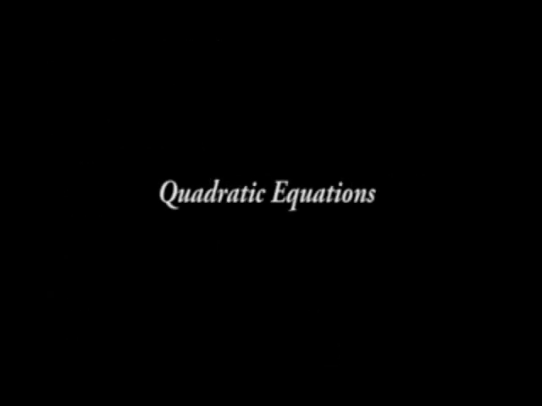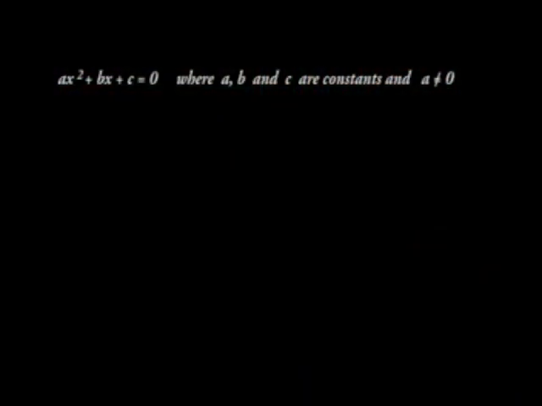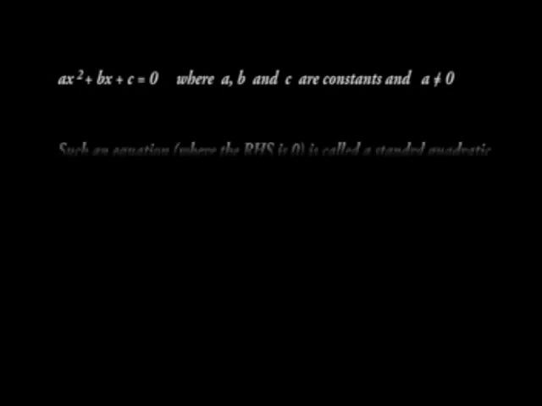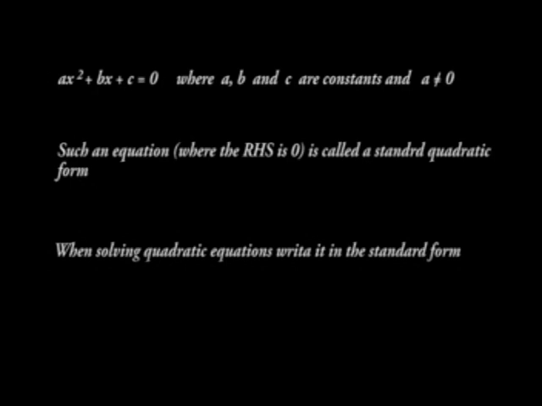Quadratic equations. These are equations that take the form ax squared plus bx plus c is equal to 0, where a, b, and c are constants and a is never 0. Such an equation where the right hand side is 0 is called a standard quadratic equation. When solving quadratic equations, it is necessary to write it in the standard form. Quadratic equations always have two answers.